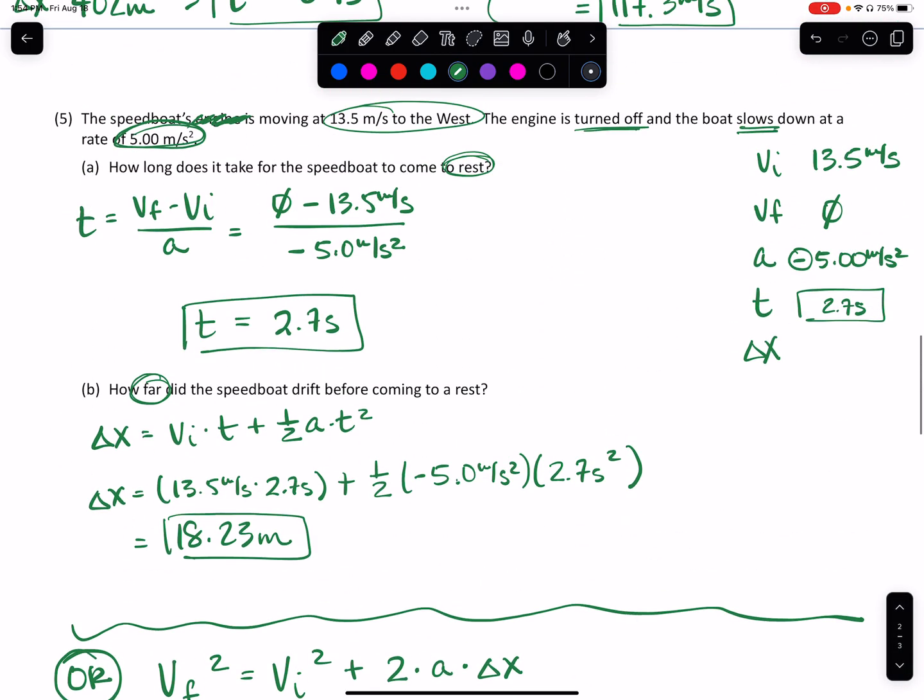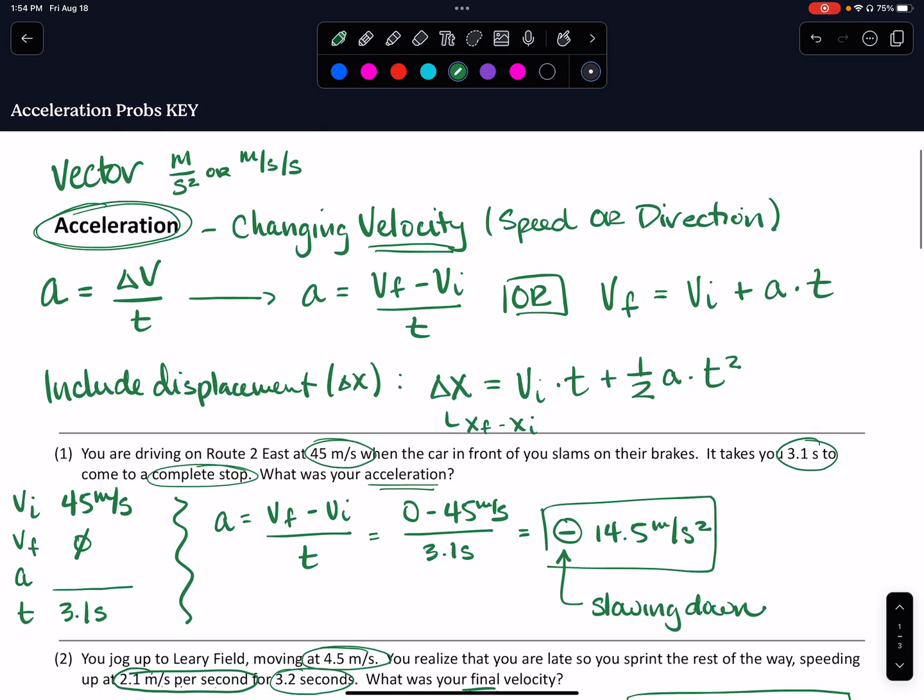All right, so again, acceleration, a vector quantity, measures the change in velocity of an object, either by speeding up, slowing down, or changing direction.